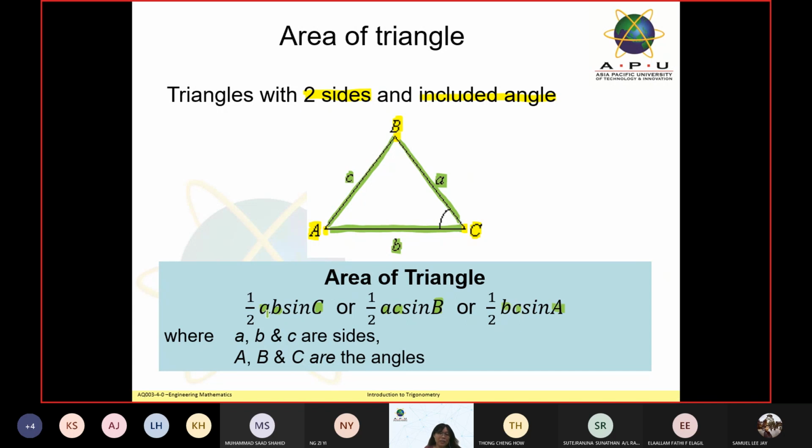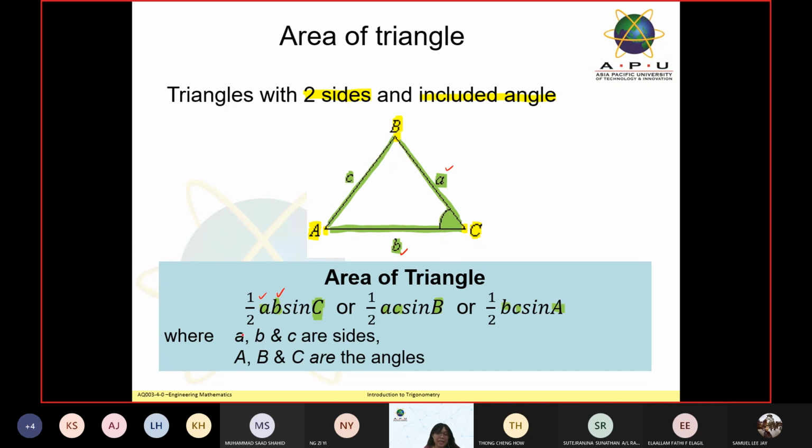Okay, so now the first two letters are small letters. Small letter means it represents the length of the side. And can you see we have sine C? When it comes to sine, you need to deal with the angle, the capital letter C, which is referring to the angle of the vertex C. The small letters a and b are referring to the lengths of the sides. So it is half times ab multiplied by sine C.